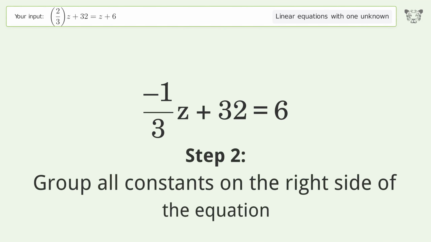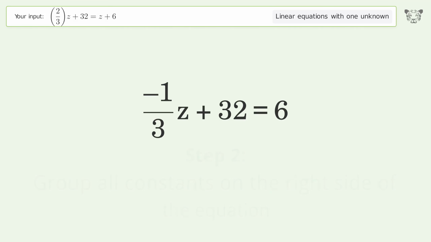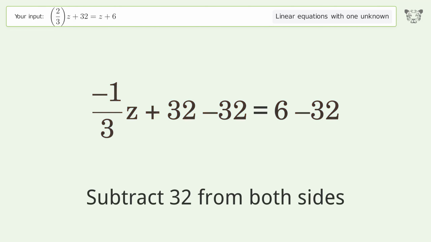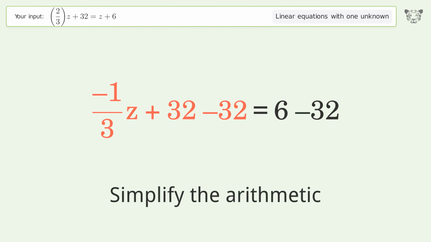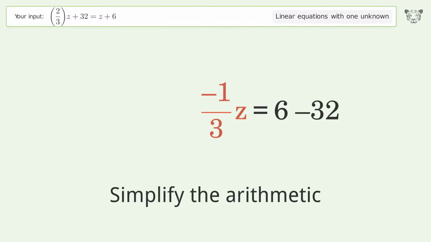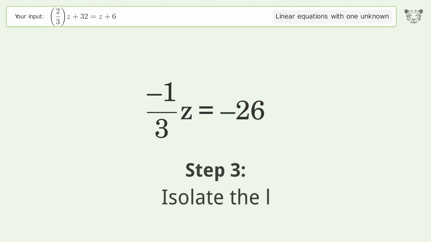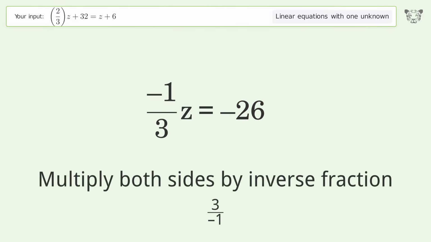Group all constants on the right side of the equation. Subtract 32 from both sides. Simplify the arithmetic. Isolate the L. Multiply both sides by inverse fraction 3 over -1.